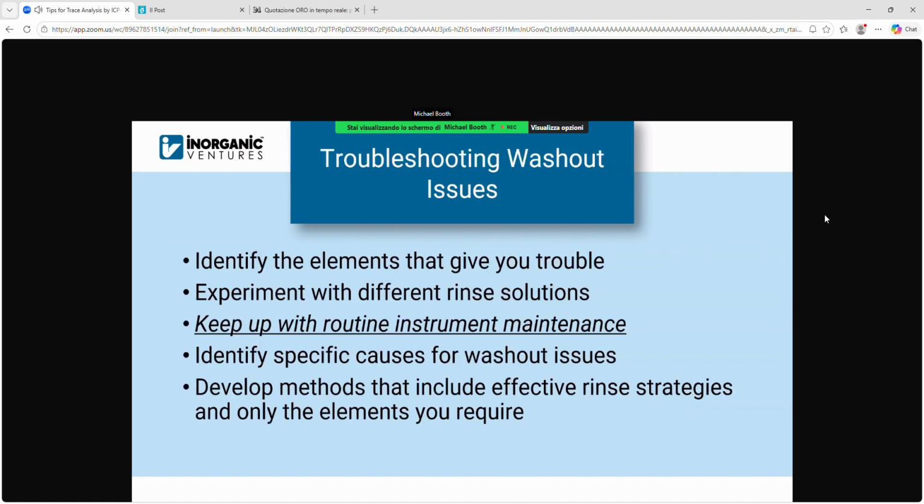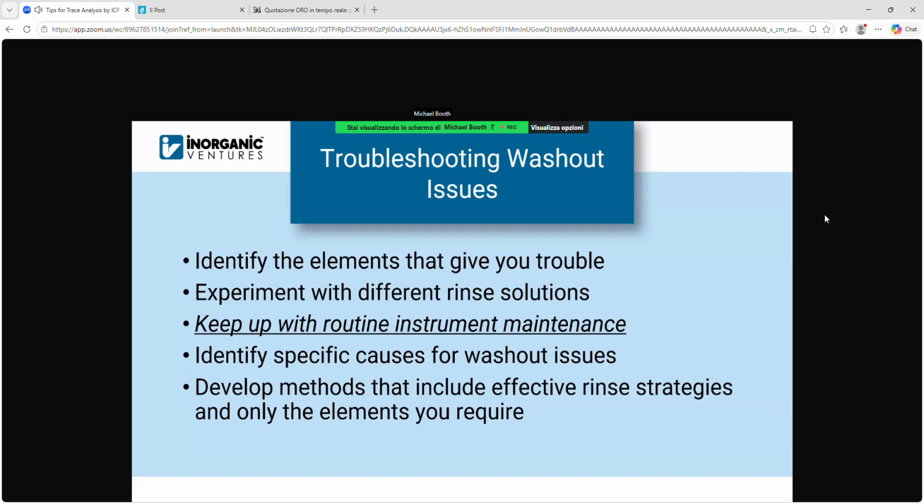All right, so troubleshooting washout issues. Again, it really comes back to identifying the elements that give you trouble. What I recommend is, as you start your analysis, run a couple blanks through the system. One, to make sure everything is working correctly, but also it gives you a baseline to see, all right, at the beginning of the run, my counts for these elements were X. And as you start to run your standards and samples, and maybe other method blanks or just blanks throughout your run, you can compare that and see if you're experiencing issues with washout or not.